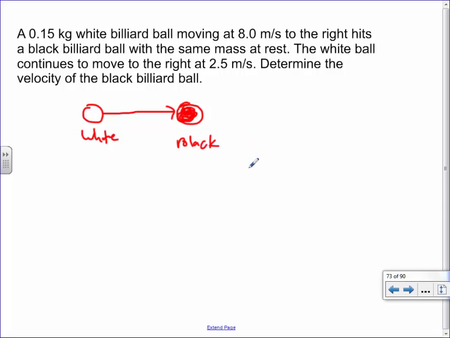So that's the before picture. B for before, and then A for after.